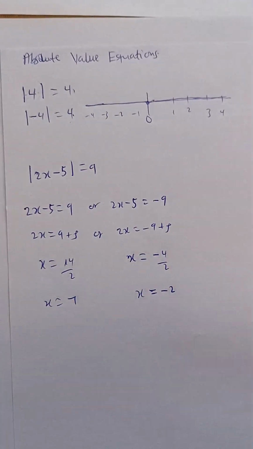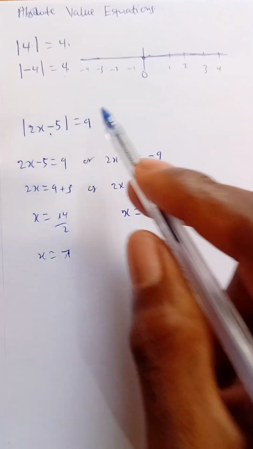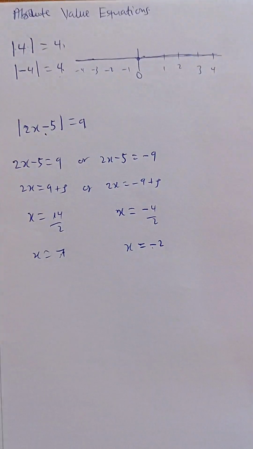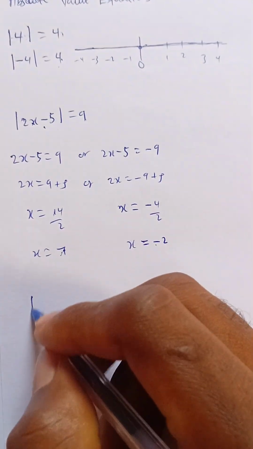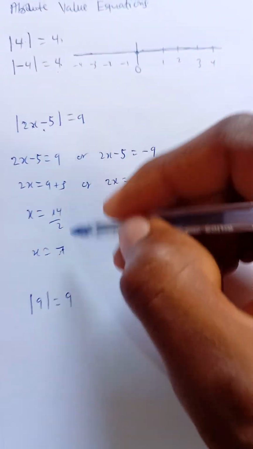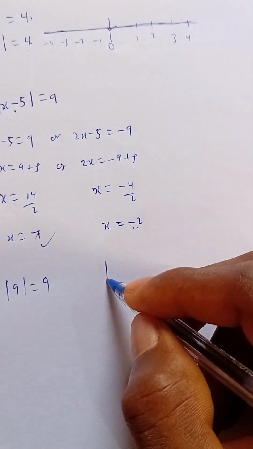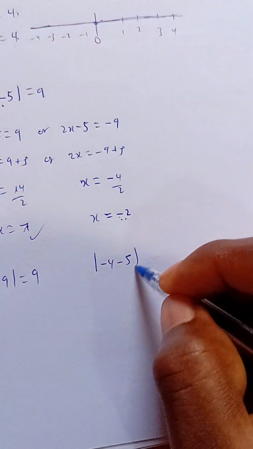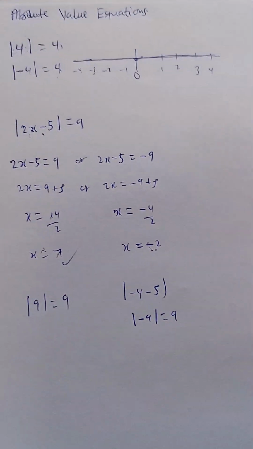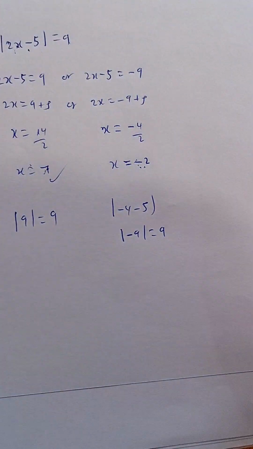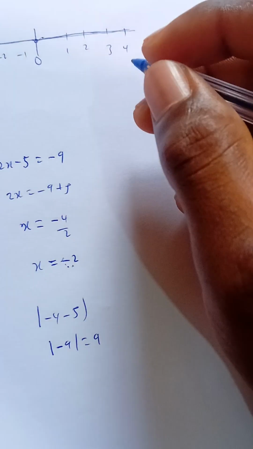Now we have to verify the two answers. So let's plug this into that and see if we are going to get 9. So 2 times 7 will give us 14. 14 minus 5 will give us 9, and absolute value of 9 is 9. So this answer is correct. Let's check this. 2 times -2 is going to give us -4, then minus 5. We are going to get absolute value of -9, which is also equal to 9. So our solutions are correct. As simple as that. So anytime you are given absolute value functions, make sure you solve and verify your solutions.